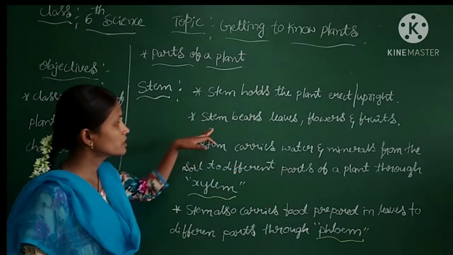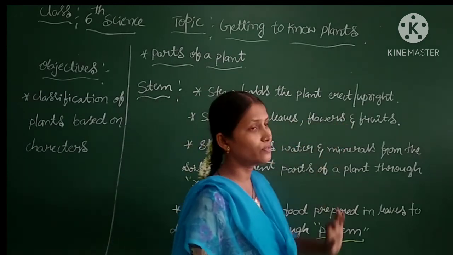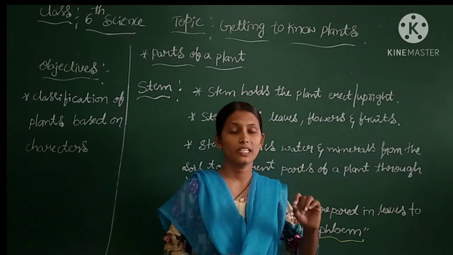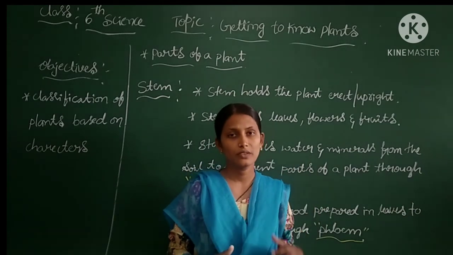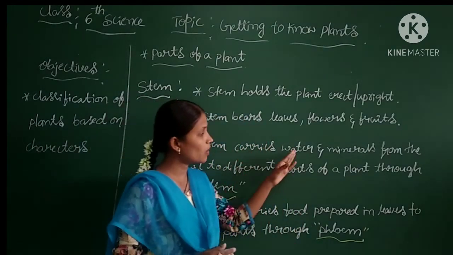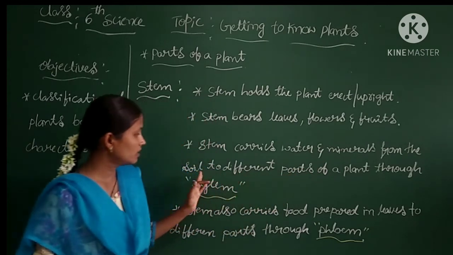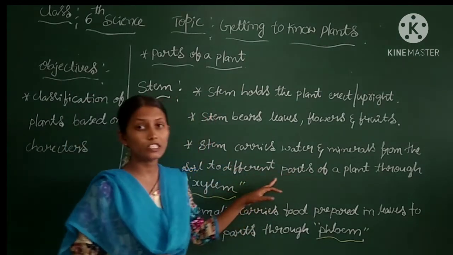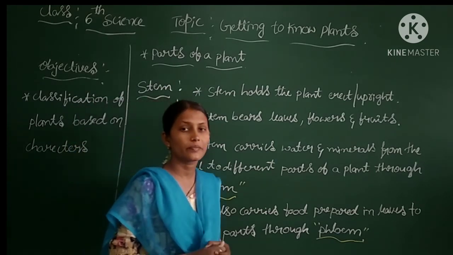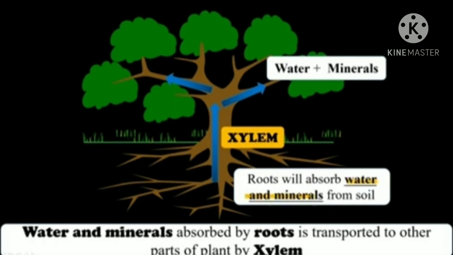Next one, stem bears leaves, flowers and fruits. You might have seen that, the stem bears the fruits, leaves and flowers. Next one, stem carries water and minerals from the soil to different parts of the plant through specialized structures. These structures we are calling the xylem. The stem absorbs the water and minerals from the soil. Later, the absorbed water and minerals are passed to the other parts of the plant.